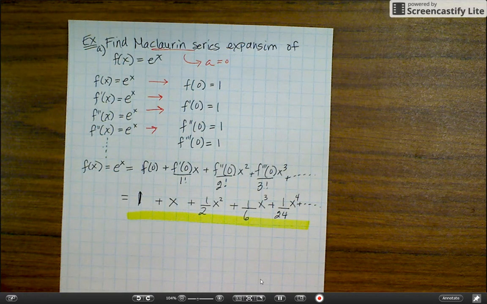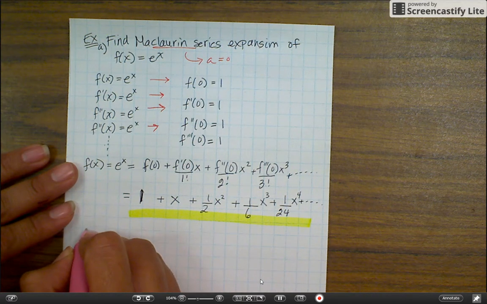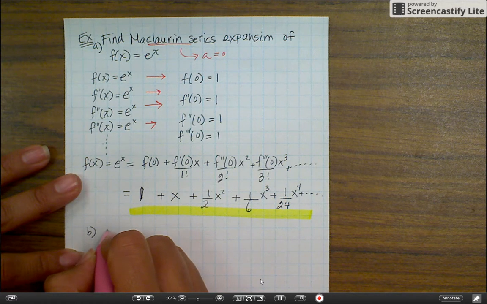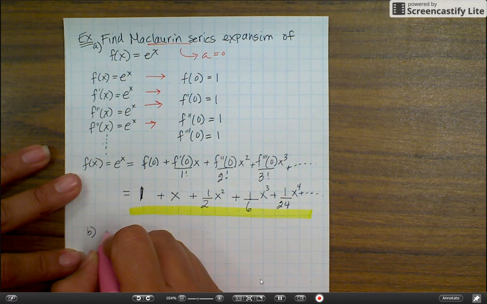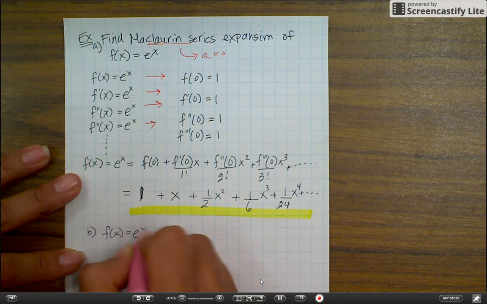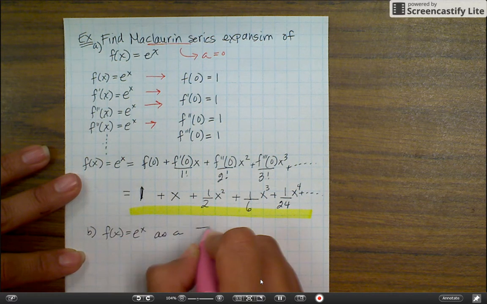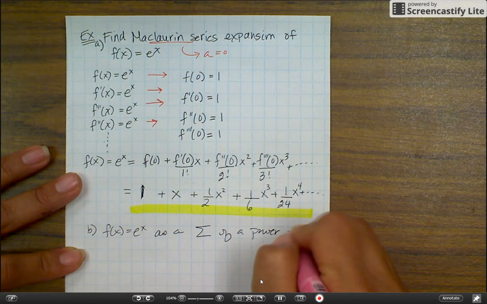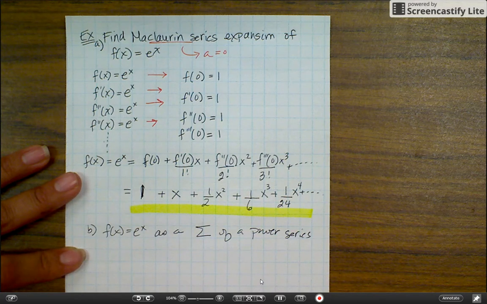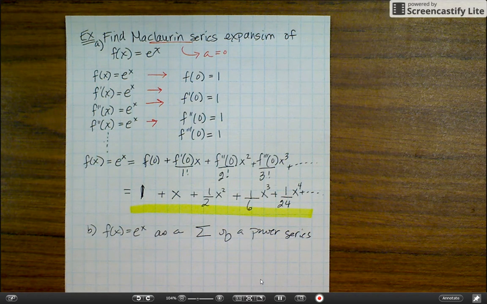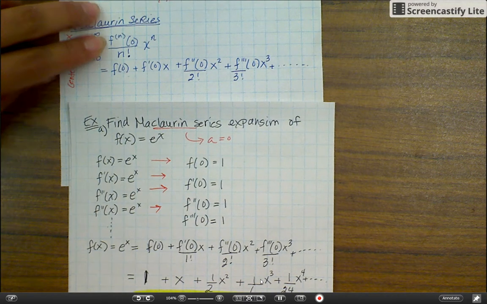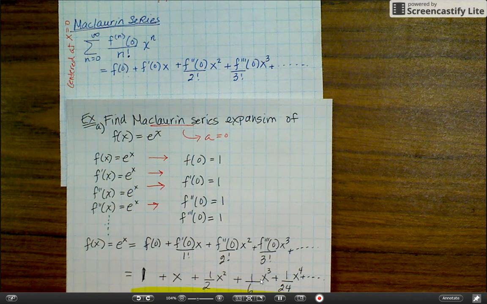Suppose it asks for part B. Suppose it asks for the function written as a sum. Find f of x equals e to the x as a sum of a power series. If I want to write it in summation notation, it wouldn't be exactly this guy because this is general for everything. I want to find one that is unique to just this.